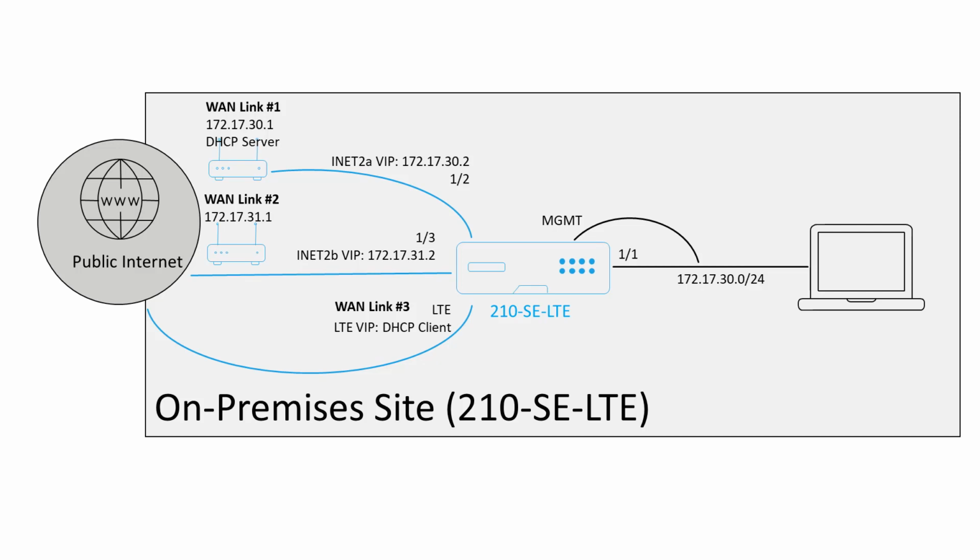Now zooming into the topology specific to the 210 standard edition LTE on-premise site, the pre-staged configuration is almost identical, with the only differences being the unique subnets used for this site and the fact that this device has a built-in LTE modem, which can be leveraged as a third link and/or leveraged for zero-touch deployment.